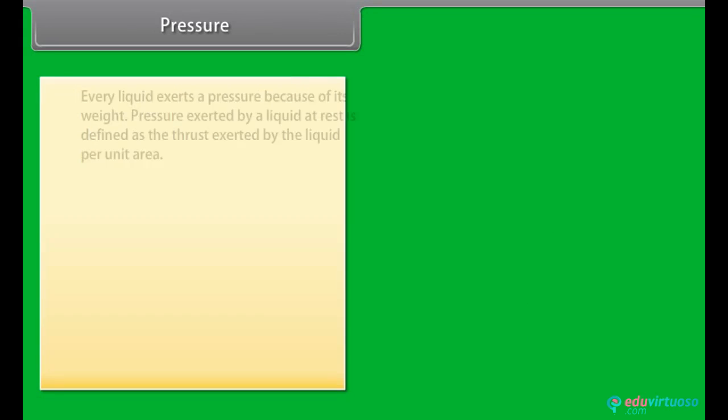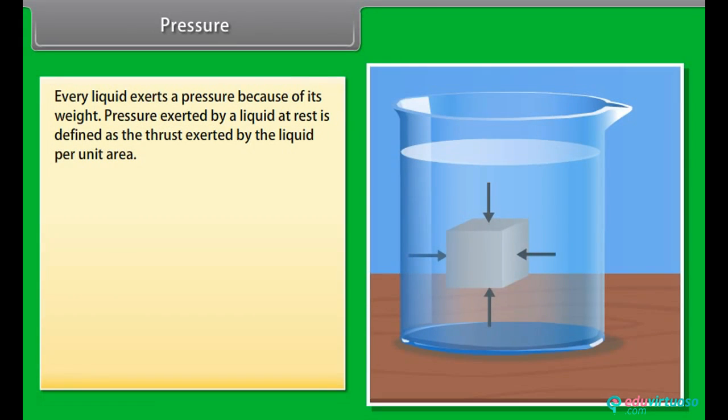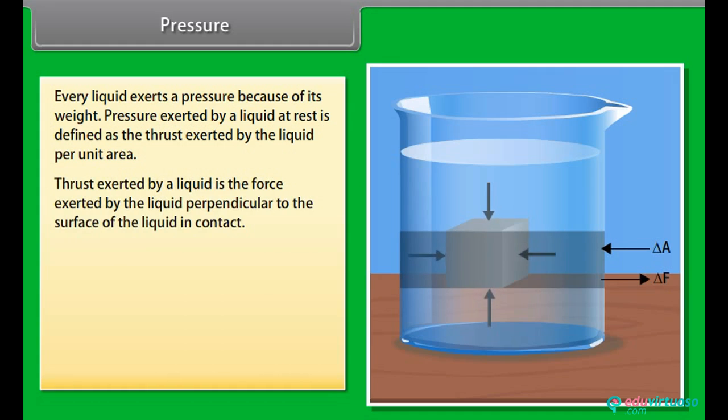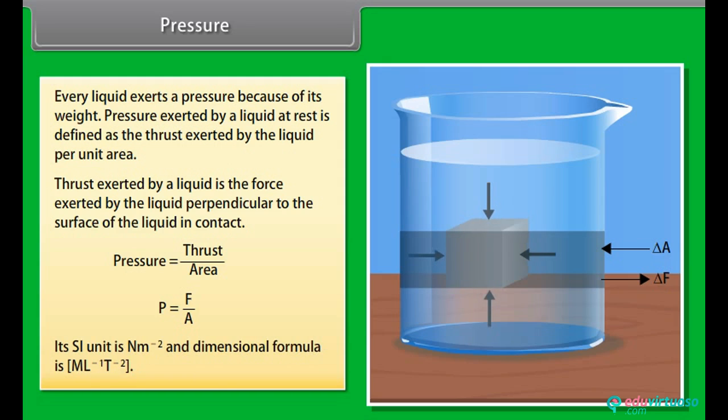Pressure. Every liquid exerts a pressure because of its weight. Pressure exerted by a liquid at rest is defined as the thrust exerted by the liquid per unit area. Thrust exerted by a liquid is the force exerted by the liquid perpendicular to the surface in contact. Pressure is equal to thrust upon area, P = F/A. Its SI unit is newton per square meter and dimensional formula is ML^-1 T^-2.